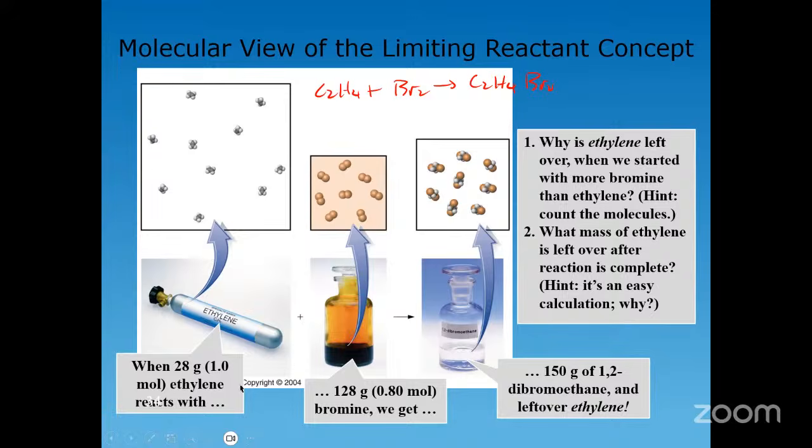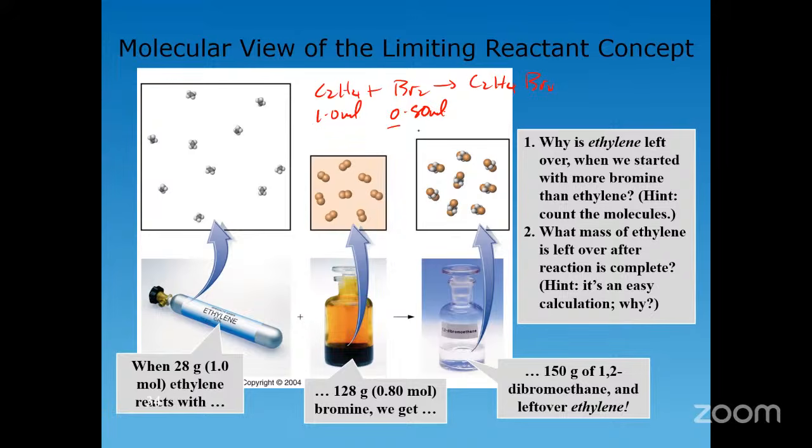Now, in this case, we are mixing 28 grams of ethylene, C2H4, which is 1.0 moles, with 128 grams of bromine, which is Br2. So 1.0 moles of ethylene and 0.80 moles of bromine. So these are the amounts that we have initially. Because it's a 1-to-1 ratio, we can tell easily what the limiting reactant is.